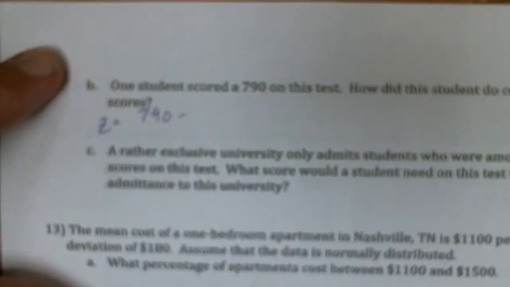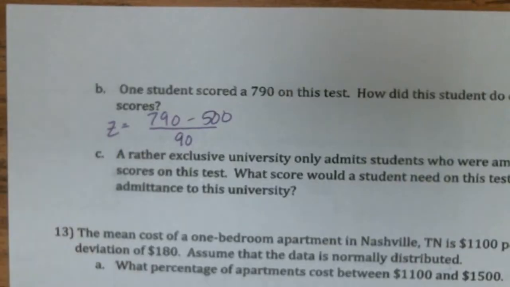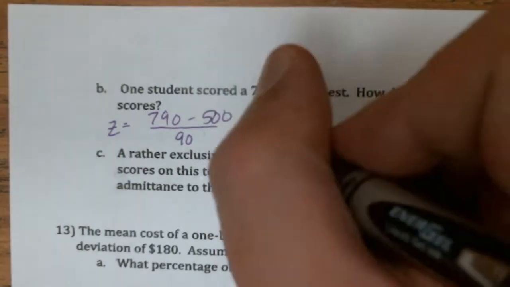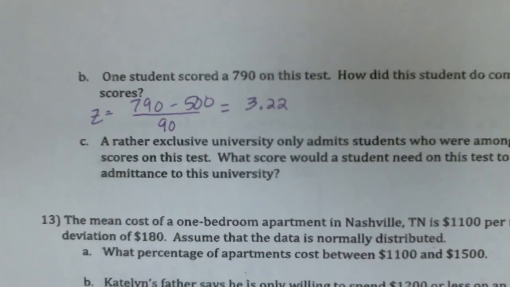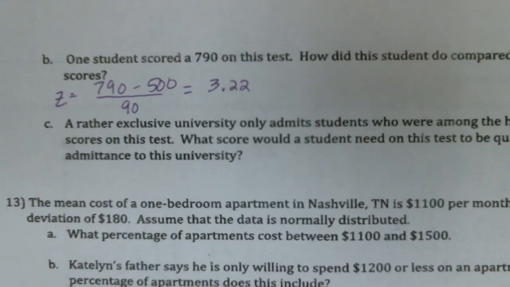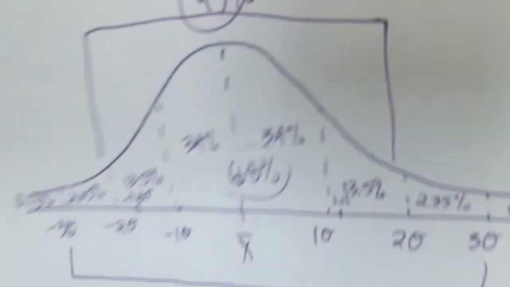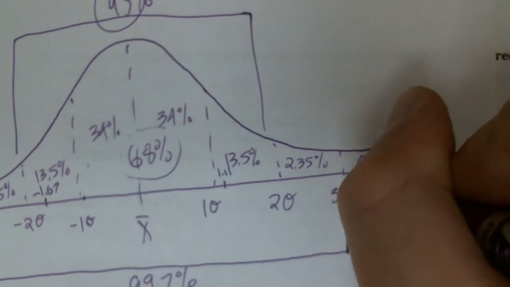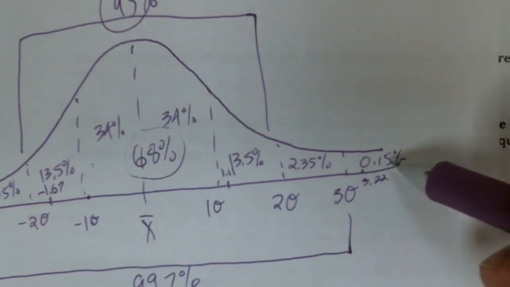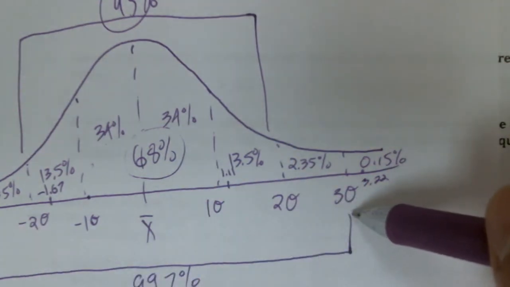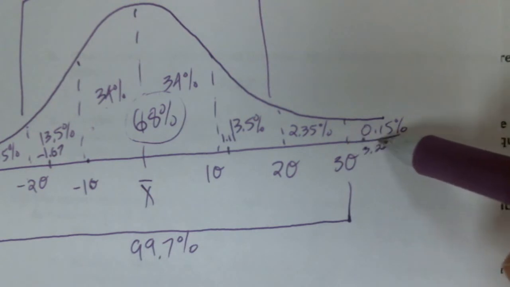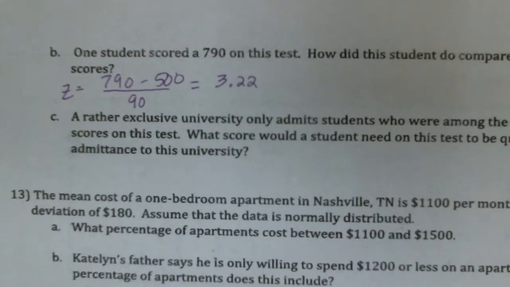So that's going to be my raw data, 790, minus the average, which was 500, over the standard deviation, which was 90. Okay, and then that is going to give me a z-score of 3.22. Wow, 3.22. Holy cow. I'm way out here. So that's going to be very, very close to 100%, right? Because 99.7% of the data is within 3 standard deviations. If I'm a little bit outside of that, I'm an extreme outlier, okay?